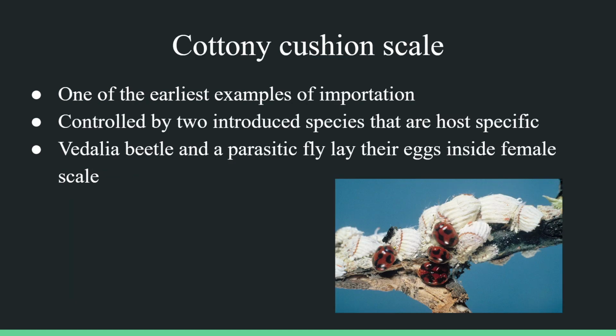An example of importation is the cottony cushion scale, which is one of the earliest examples of importation. There are two introduced species that are host-specific to the scale and use it to control its population. The Vidalia beetle and a parasitic fly both use the scale to lay their eggs inside, and then their offspring are able to feed on the scale and therefore reduce its population.